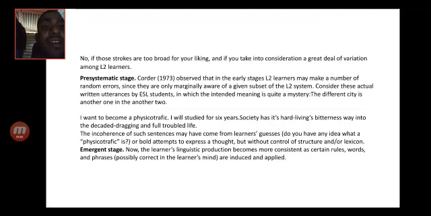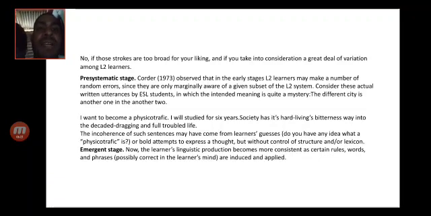Presystematic stage. Corder, 1973, observed that in the early stage L2 learners may make a number of random errors since they are only marginally aware of the given system of the L2. Consider this actual example written by a student in which the intended meaning is quite a mystery.